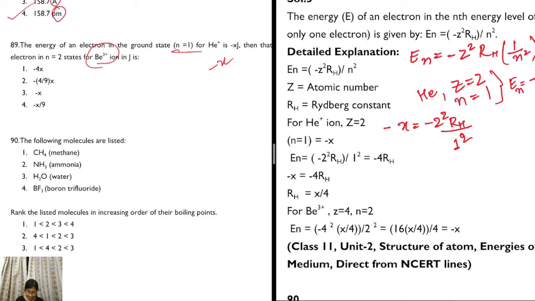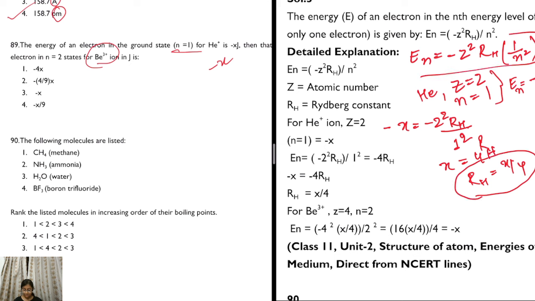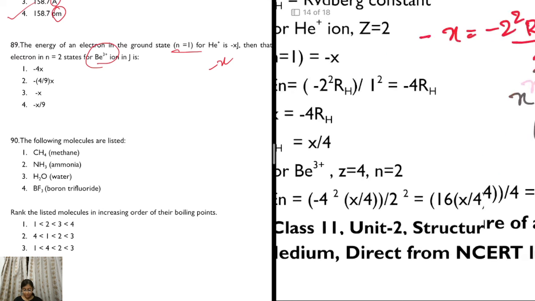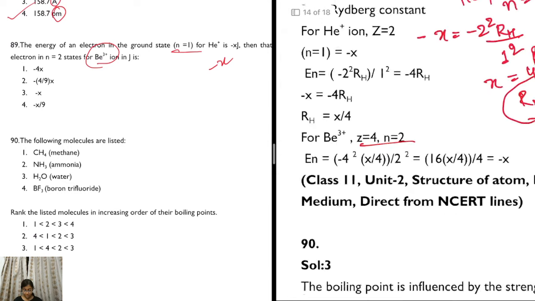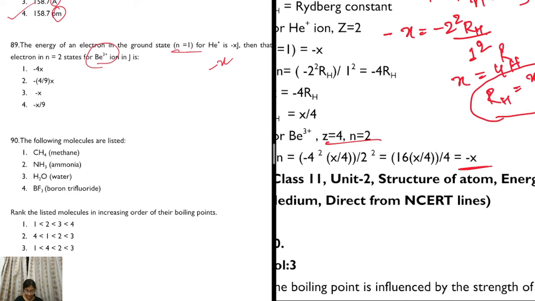n equals 1 is given to us. So we'll have x equals 4 RH. So what would be RH? That would be x by 4. Now what we will do is we'll substitute this value of RH in the formula for Be3 positive, where Z would be 4 and n will be 2. So on substituting, we'll get the answer to be minus 6.